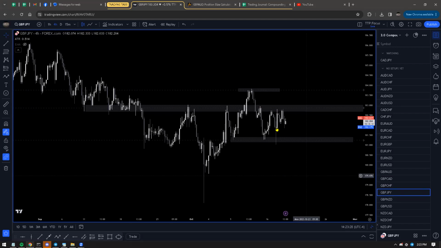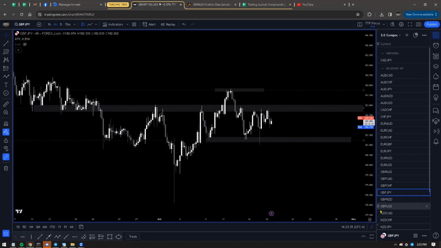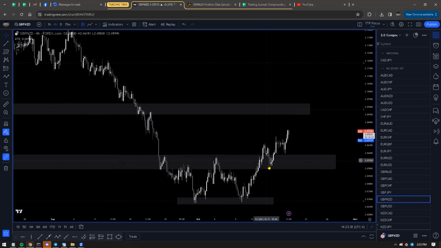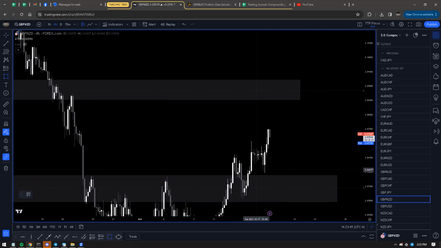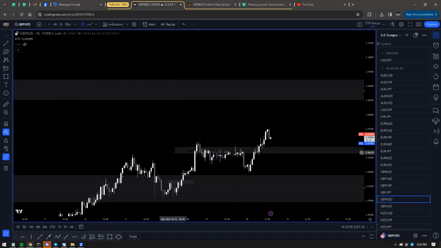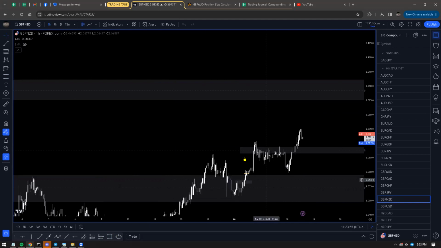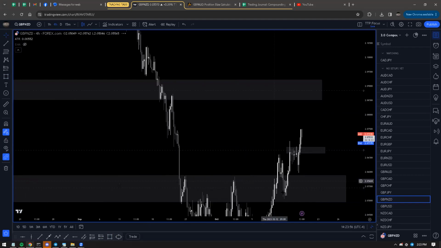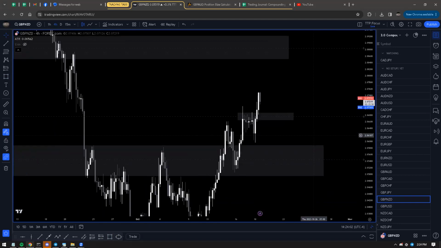GBPJPY bouncing off levels. We'll see. GBPNZD. Nice break and retest. Continuing up. I'm expecting price to come all the way up here. We do have a smaller zone down here that price could bounce off of. We look at that on the 1 hour, there's that. So we could have that. Price could give a good little bounce. So yeah.